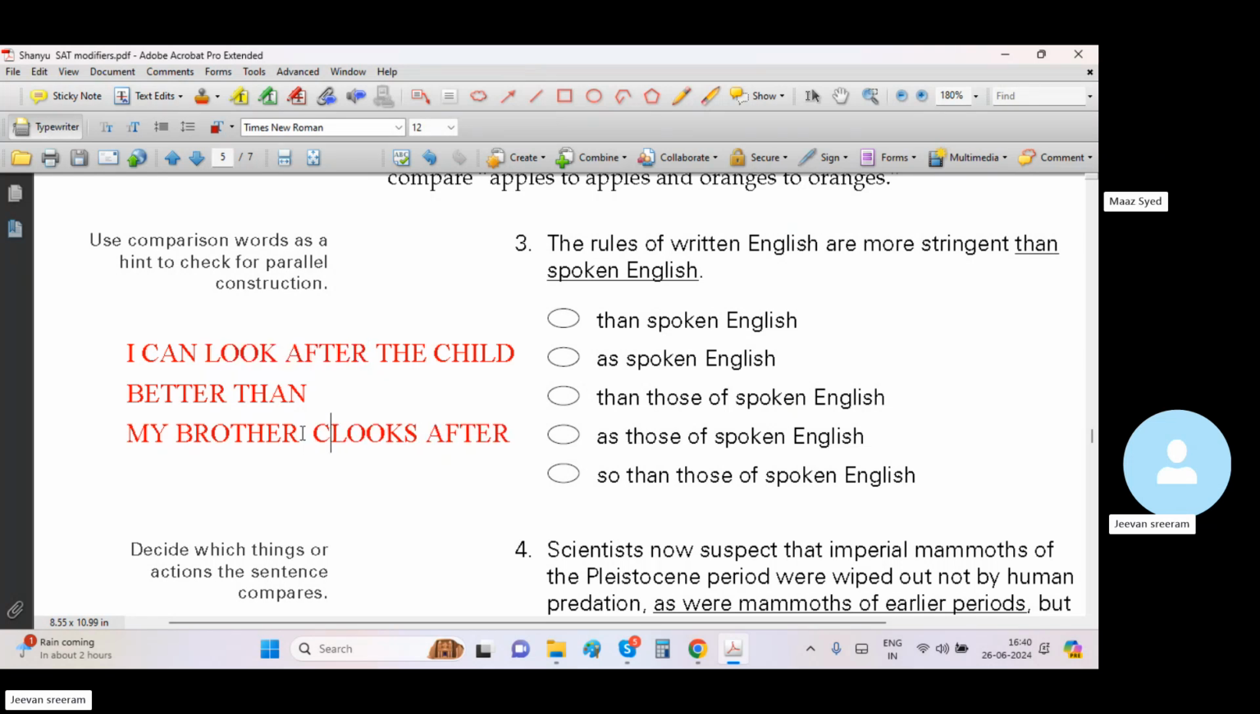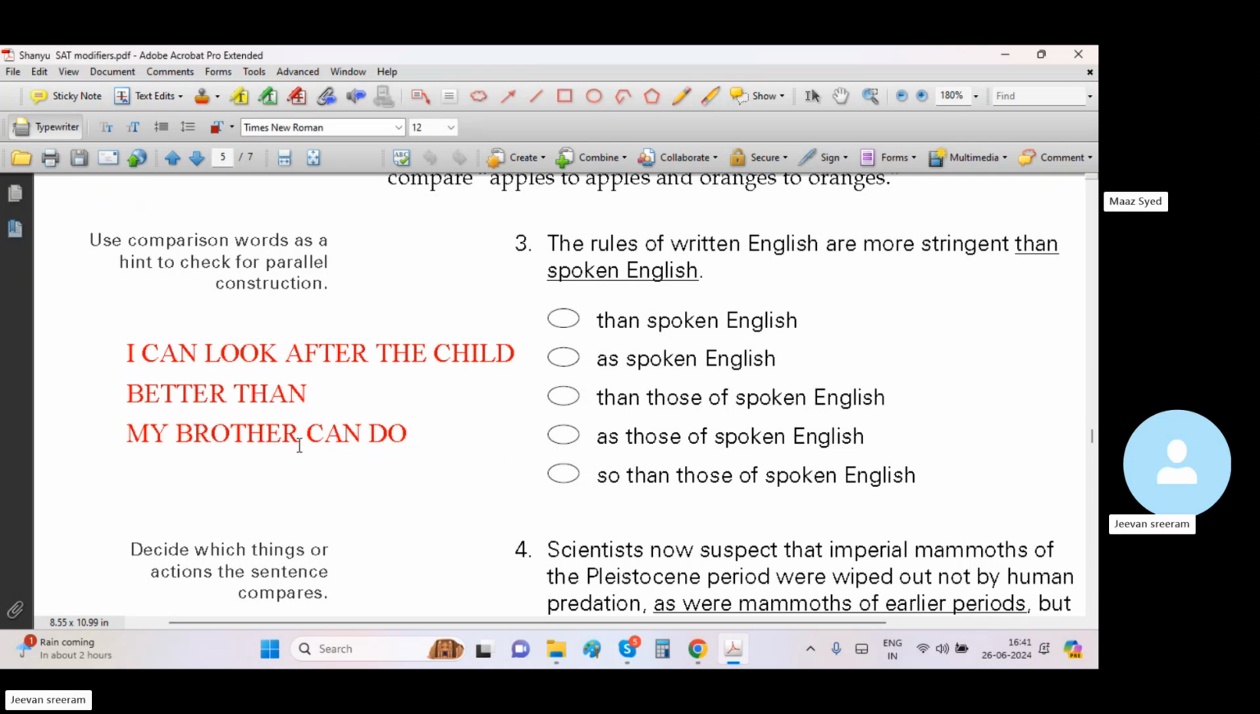Okay, can look after. Frankly speaking, this is how the sentence should be. But to avoid the repetition of look after, you can remove this verb. Have you understood? This is a grammatically correct sentence: I can look after the child better than my brother can. Now, "my brother can do" would be a much better sentence structure. Can you see this, buddy? Instead of repeating look after, you can replace it with do.